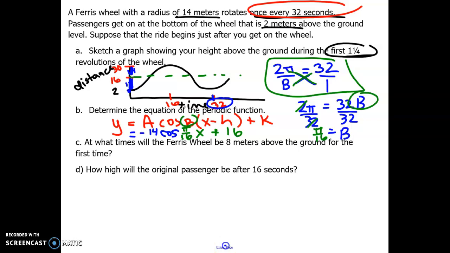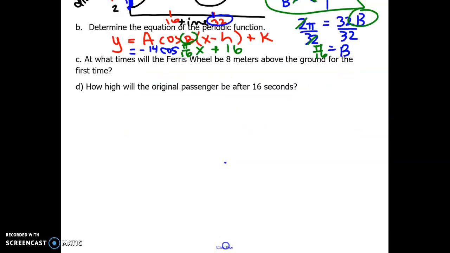So now that I have my equation, we can answer question C. Question C says, at what time will the Ferris wheel be 8 meters above the ground? Okay, so 8 meters above the ground is talking about a y value. So I'm going to plug in, and I'm just going to separate this here. I'm going to plug in 8 for y.